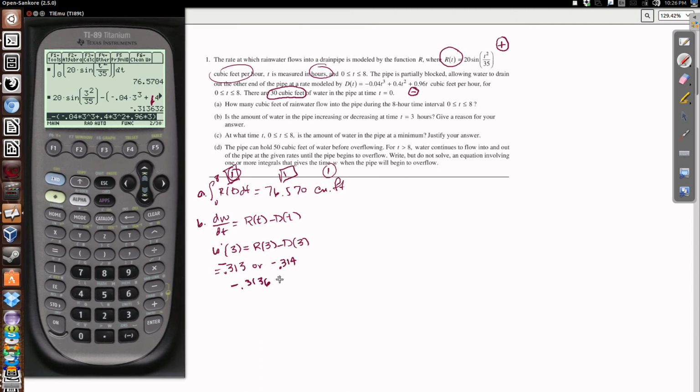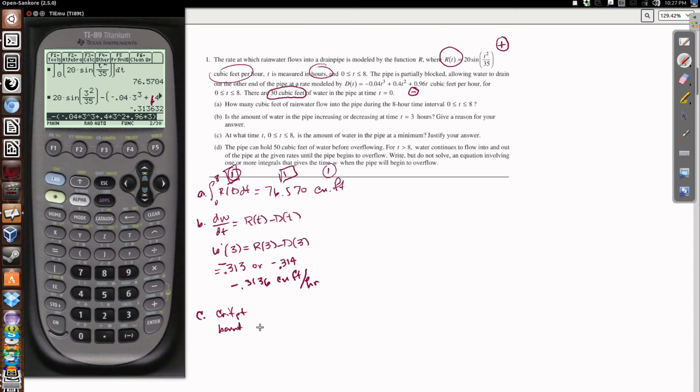But what's important is that this is a rate, so this is cubic feet per hour. So it is going to be important for me to put those units on there. Then we get part C, and it says, at what time t, 0 less than t less than 8, is the amount of water in the pipe a minimum? Justify your answer. So I need to remember that minima occur at critical points and boundary points.